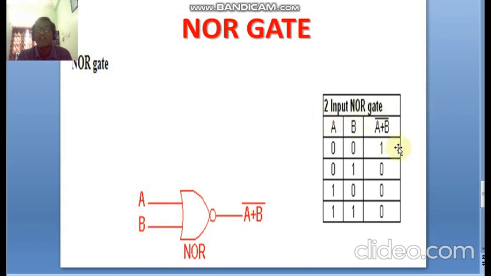Therefore, for this 2-input NOR gate, the possible combinations are 0 0, 0 1, 1 0, and 1 1. 0 0 gives not A plus B, and similarly for 0 1 and 1 0. So this is the NOR gate output. Only when both the inputs are minimum do we get the maximum value. Like this we get the values of input and output here.